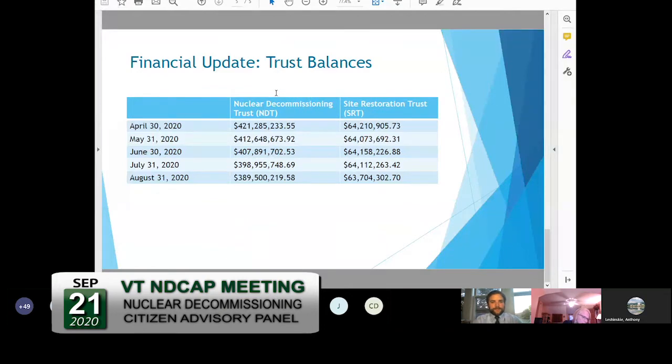And this is just an overview of the trust balances. These are available on the NDCAP website, but these are balances since April 30th, just for reference. And that is a very brief update, but the general takeaway, based on the department's financial and technical oversight, is we're satisfied thus far with the work and progress that's been completed. Thank you.